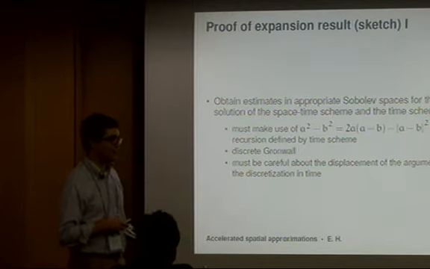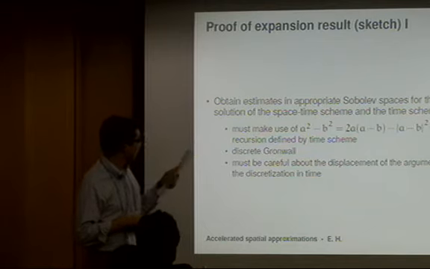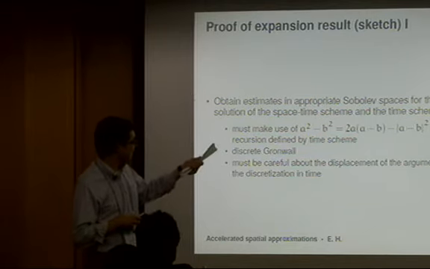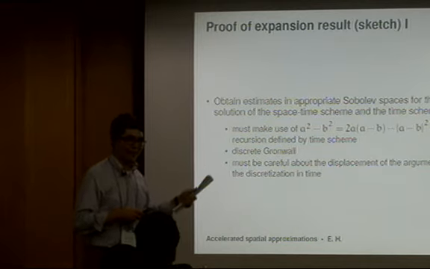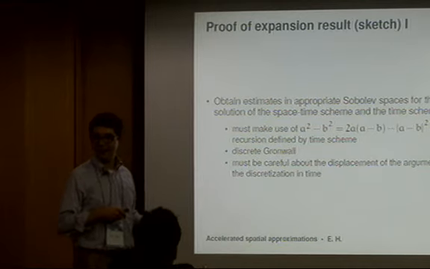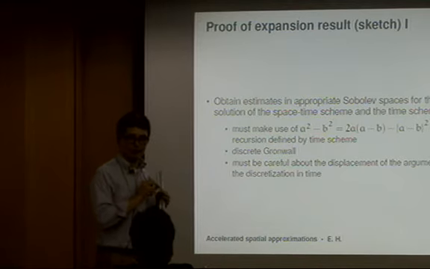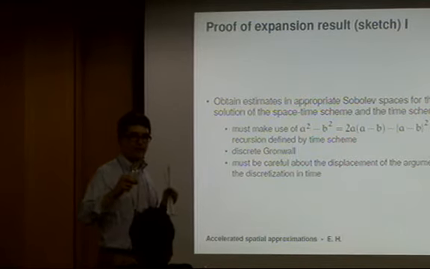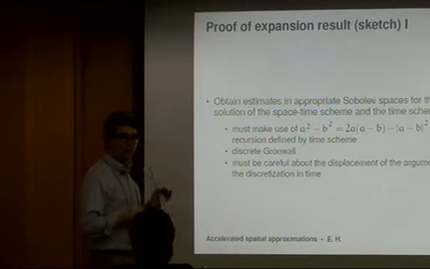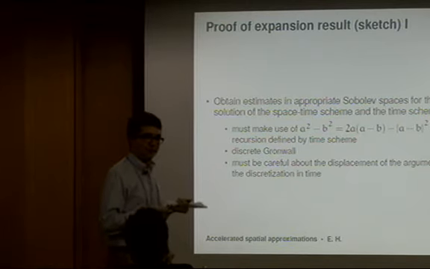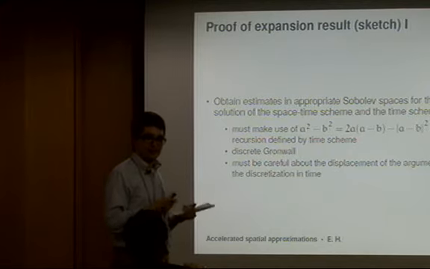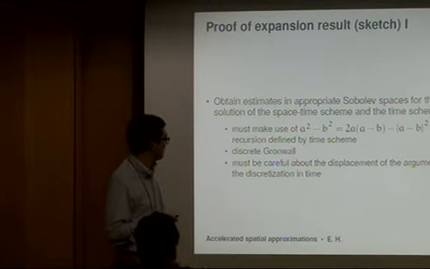everyone's favorite equality: a squared minus b squared is equal to 2a times the quantity a minus b, minus the quantity a minus b, squared. So we can use the recursion, the relation that we had for our implicit time scheme, substituting here the a to be the vi and the b to be the vi minus 1, and that's the main difference, I guess, in the proof.